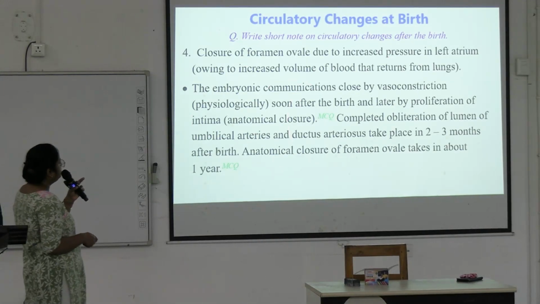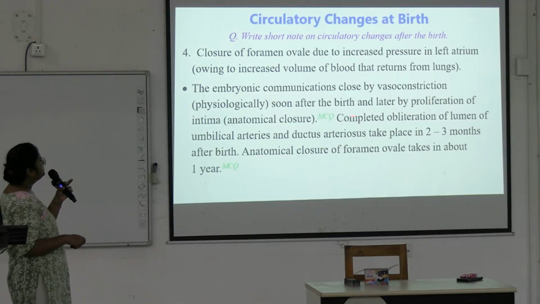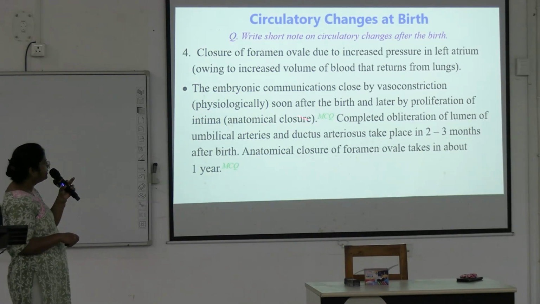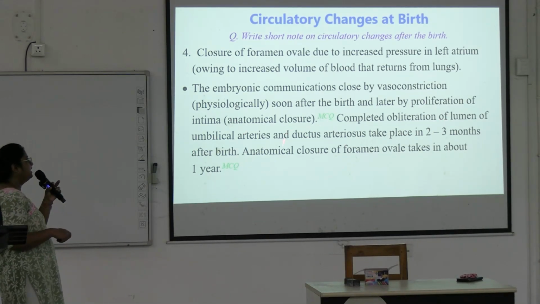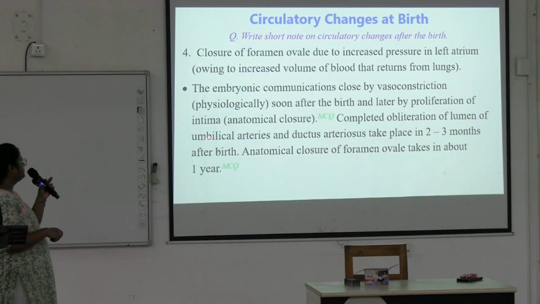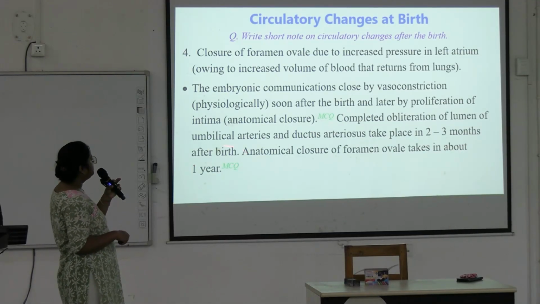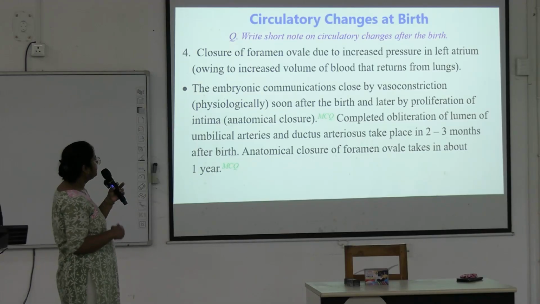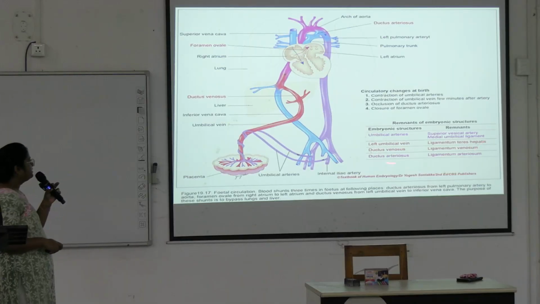And the embryonic communications close by vasoconstriction physiologically soon after birth, and later by proliferation of the intima layer of the blood vessel. This is anatomical closure. Complete obliteration of the lumen of the umbilical arteries and ductus arteriosus takes place in 2 to 3 months after birth, and anatomical closure of the foramen ovale takes about 1 year. Okay. Next. So these are the changes.